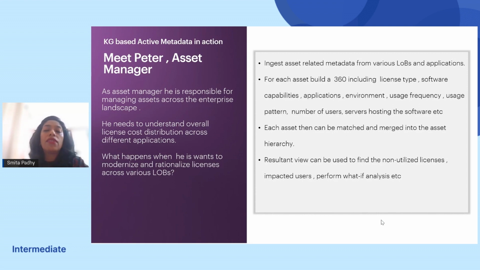Here also, we start with ingesting asset-related metadata from various LOBs and their applications. For each data set, we build a 360 view, which includes the license type, the software capabilities, environment, and usage patterns, and each of these assets can then be matched and merged into the relevant asset hierarchy. The resultant view can be used to find non-utilized licenses and perform what-if analysis, etc., for a modernization journey.